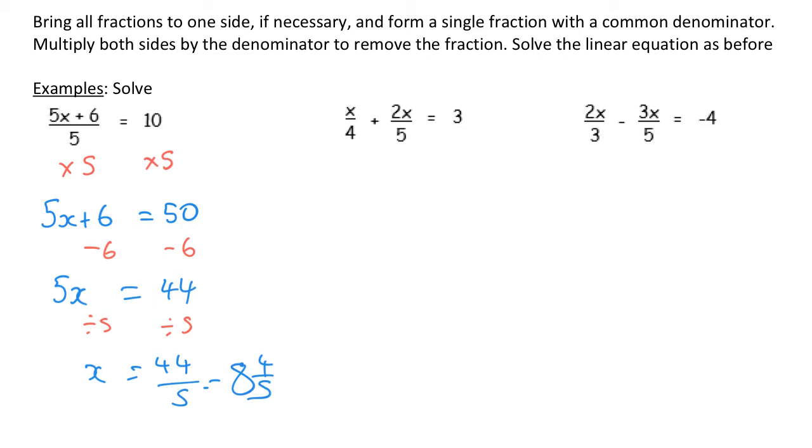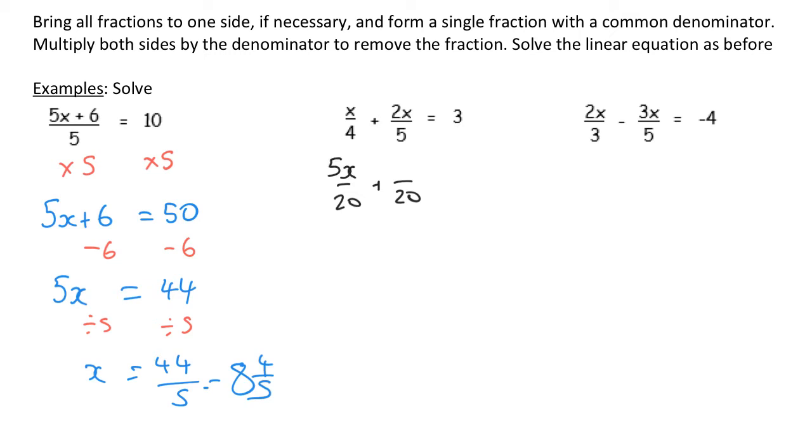The next example we're looking at, again, all the fractions are on one side. They're on the left-hand side of the equal sign. So now we need to form a single fraction with a common denominator. So the common denominator, whenever we're looking at fourths and fifths, is going to be 20. To get from 4 to 20, we multiply by 5. So we need to do the same with the numerator, and x multiplied by 5 is 5x.